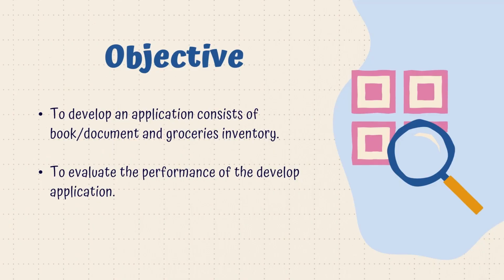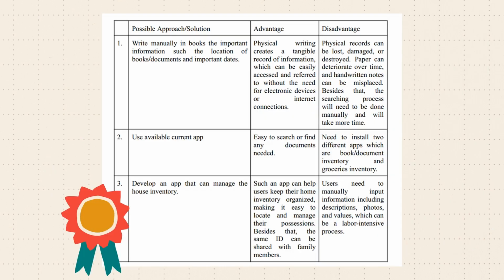The objective of this project: first, to develop an application consisting of book or document and groceries inventory. Second, to evaluate the performance of the developed application. To solve the house inventory issue, there are three possible approaches as shown here. Based on the comparison between the three possible approaches, developing a new app is chosen to fulfill the objective of this project.